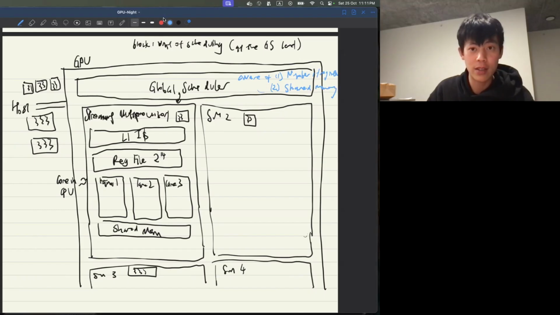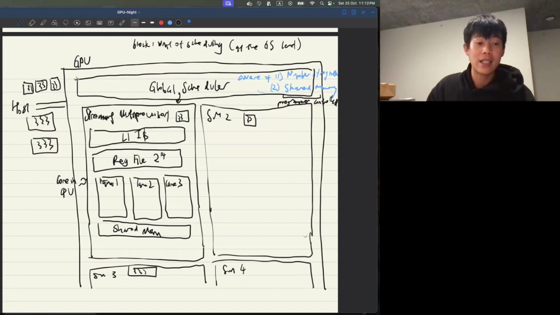This is a very neat thing. Sorry, I don't think I should write in blue again because it is too light, but shared memory is entirely programmer controlled, which means the global scheduler, at the time of kernel launch, knows exactly how much shared memory is going to be allocated per block, right?